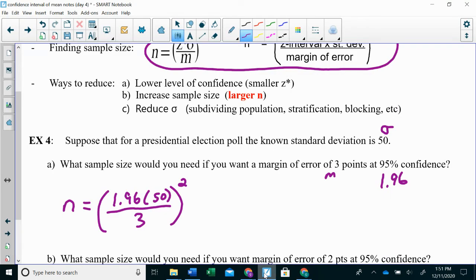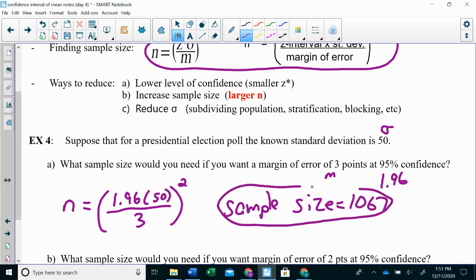So our sample size really just needs to be at least 1,067. If you increase that sample size, then you might get a little bit better than a 3 point margin of error, maybe 2.6, but 1,067 would be the minimum.